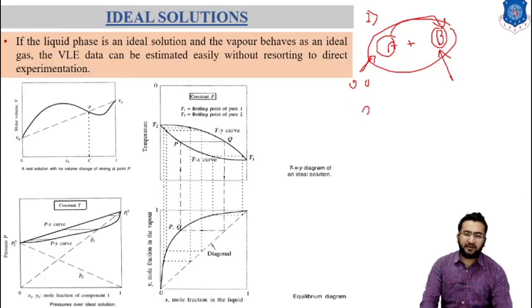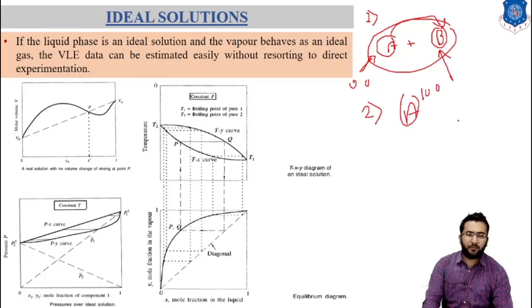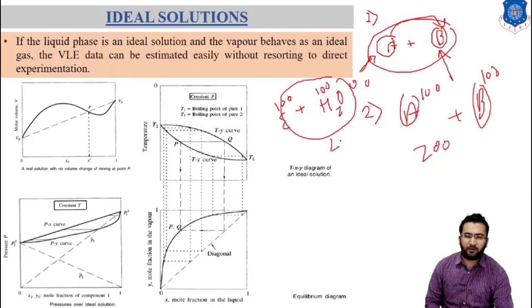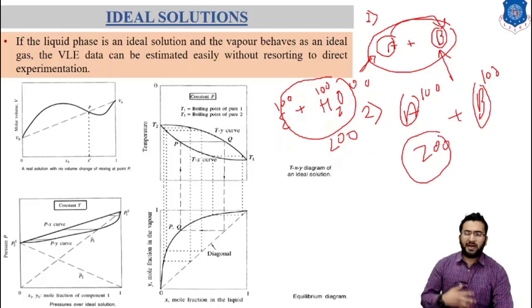The second characteristic is that there is no volume change. If I add 100 ml of component A to 100 ml of component B, it makes a 200 ml solution. If we add 100 ml of ethanol to 100 ml of H2O, it will not make a 200 ml solution due to non-ideality, but an ideal solution makes a 200 ml solution.